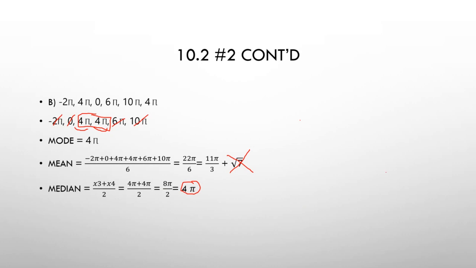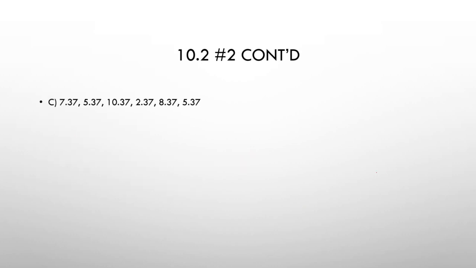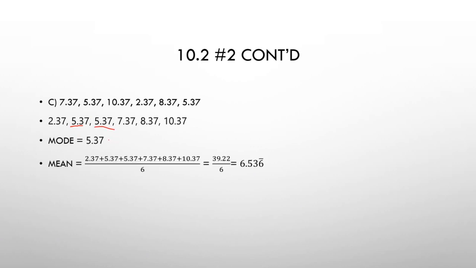Okay, so that was part B. Now for part C, we've got numbers 7.37, 5.37, and so on. I started by listing them in increasing order, and I noticed that we've got 2 that are the same. So that gives me my mode.